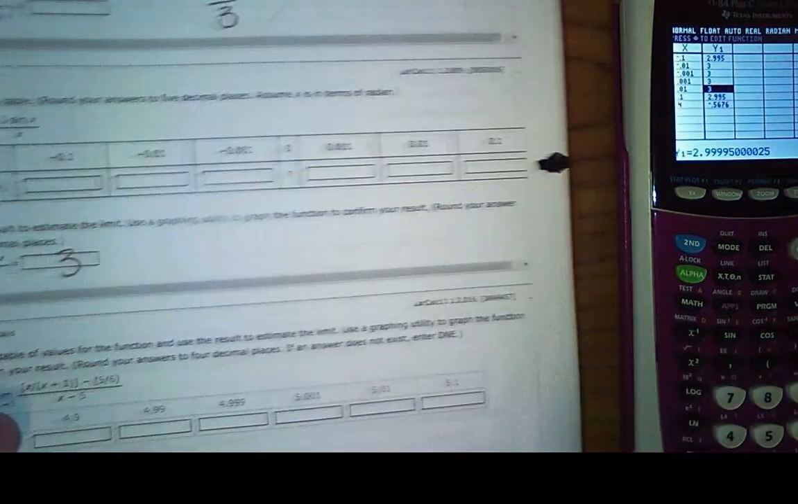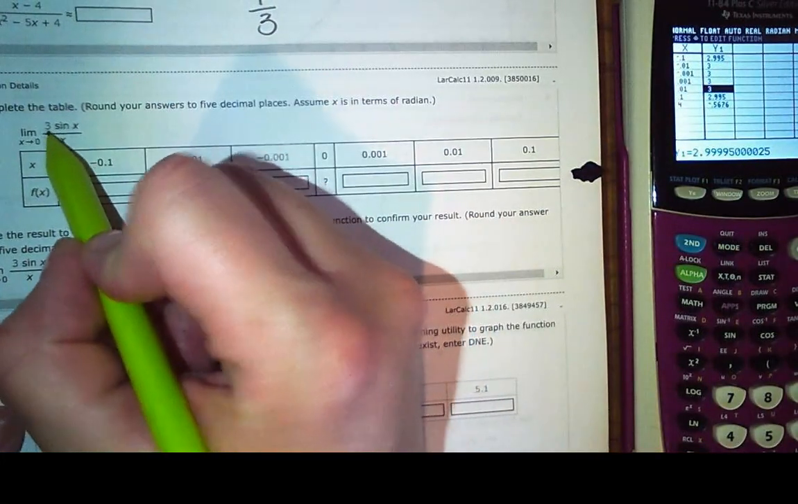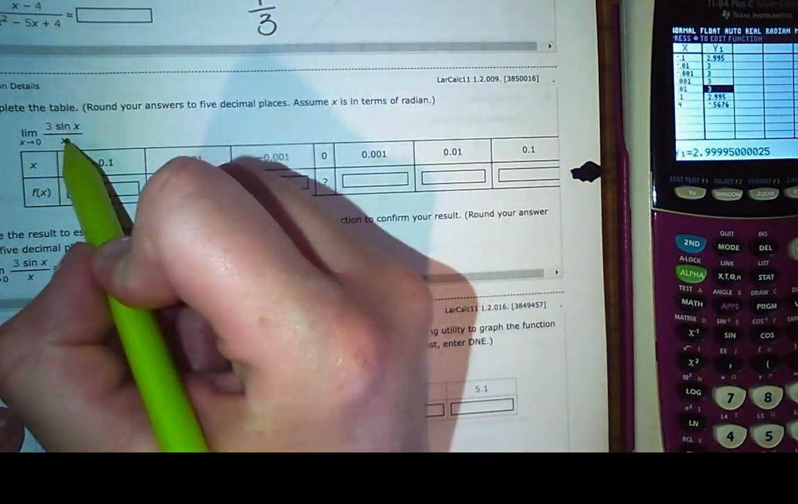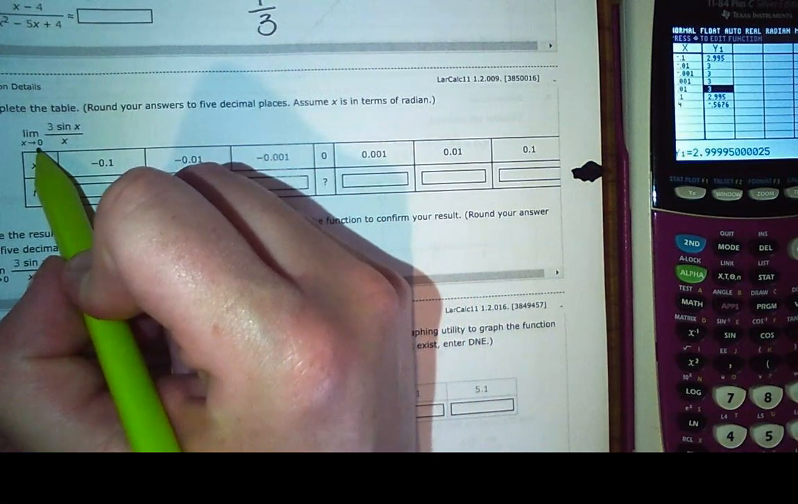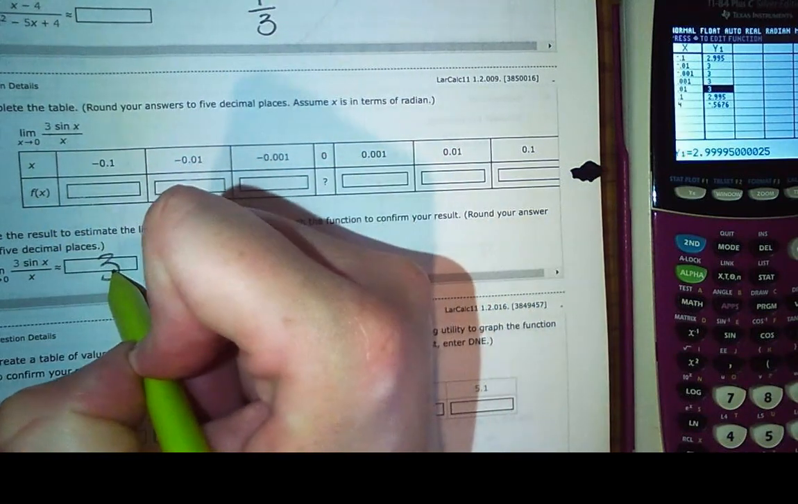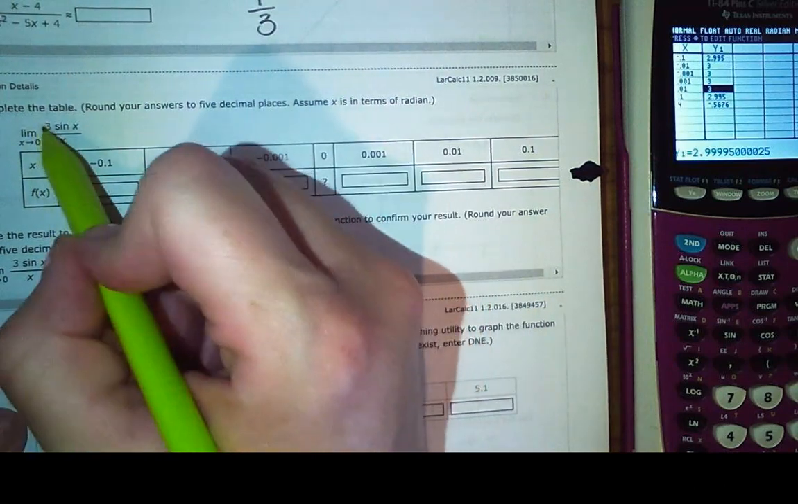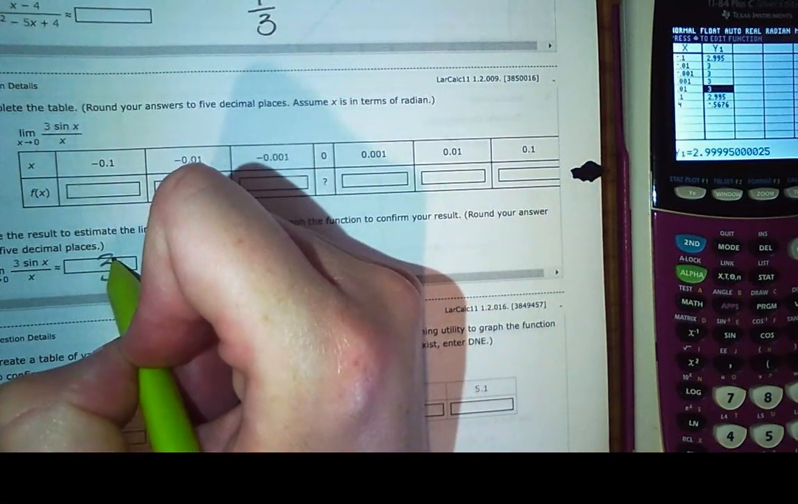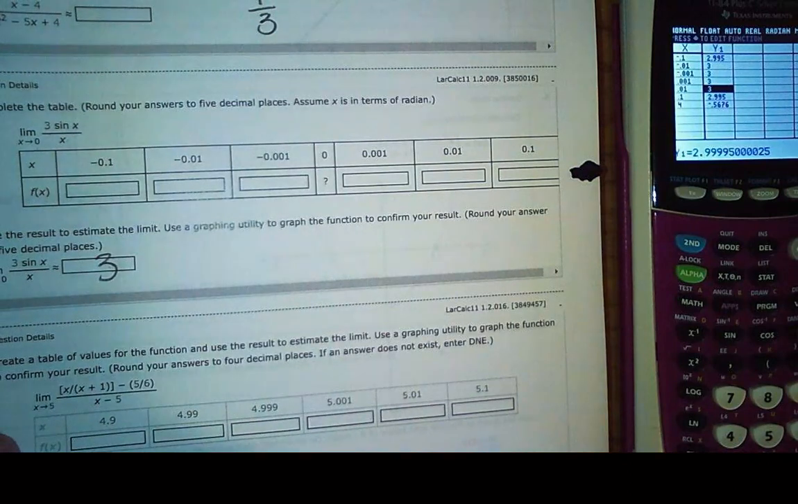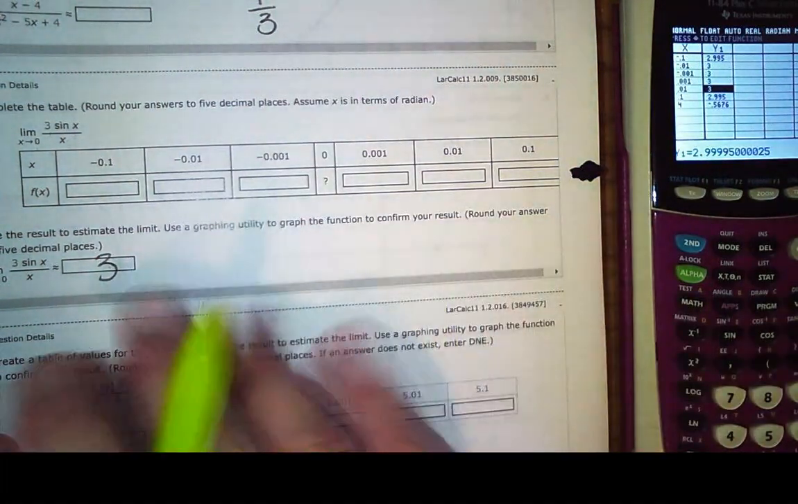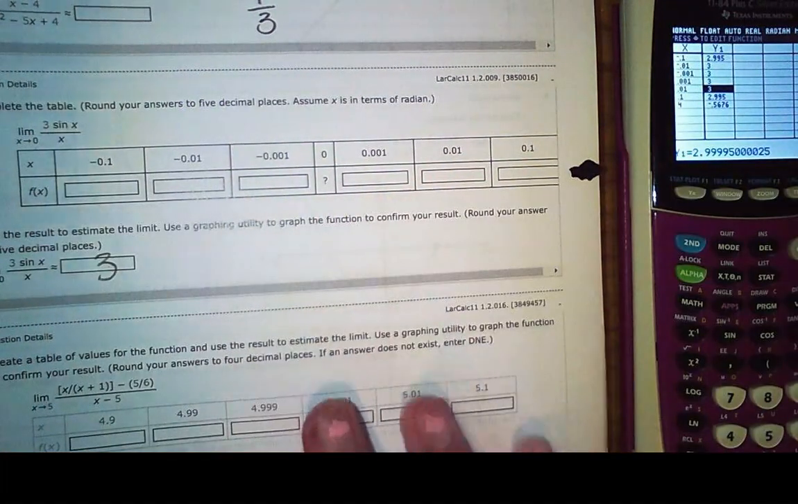So here's the question. Do you see a pattern? If I have 3 sine of x over x, and my limit is going to 0, and my answer is 3, then I wonder if there's any correlation between my coefficients. You're going to see why that works in Cal 2, but for right now, if you've got coefficients, that's going to be your answer.